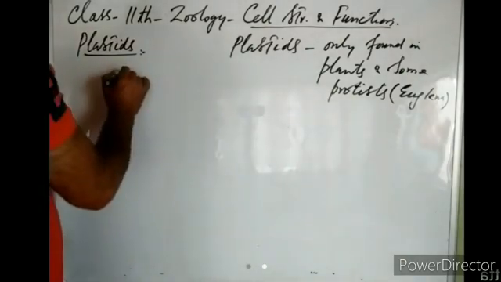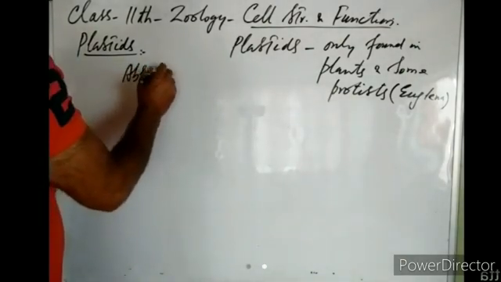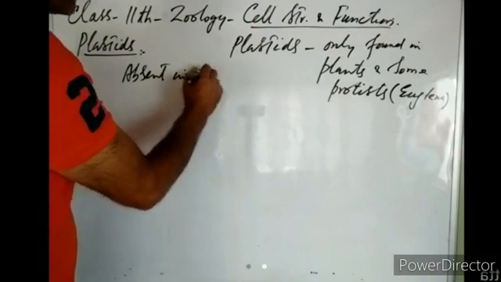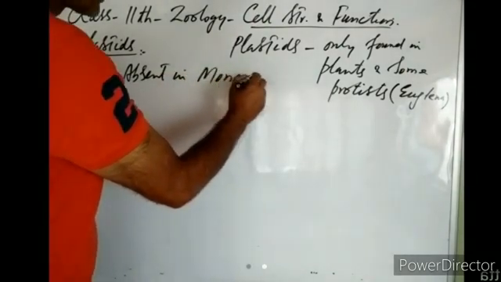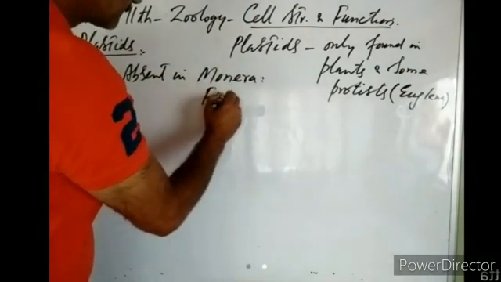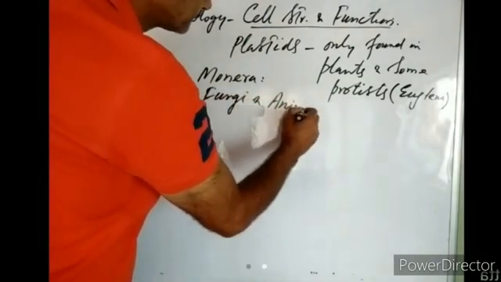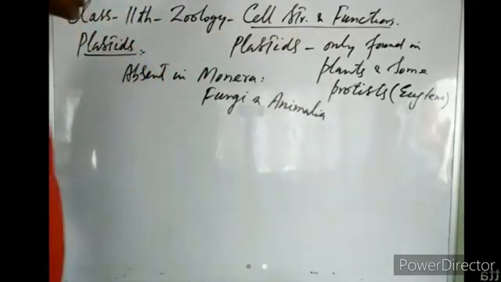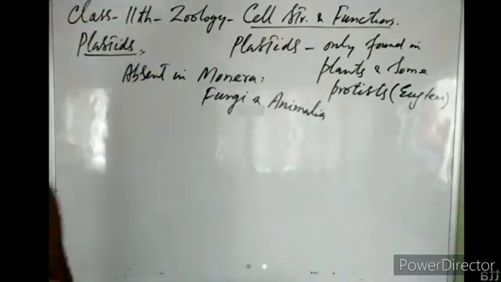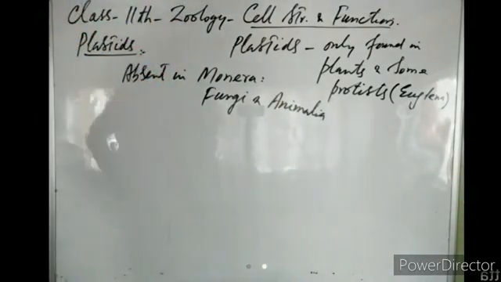These plastids are absent in Monera, they are absent in fungi and animalia. So in kingdom Monera, fungi and animalia, they are absent. So they are only found in plants and some protists.